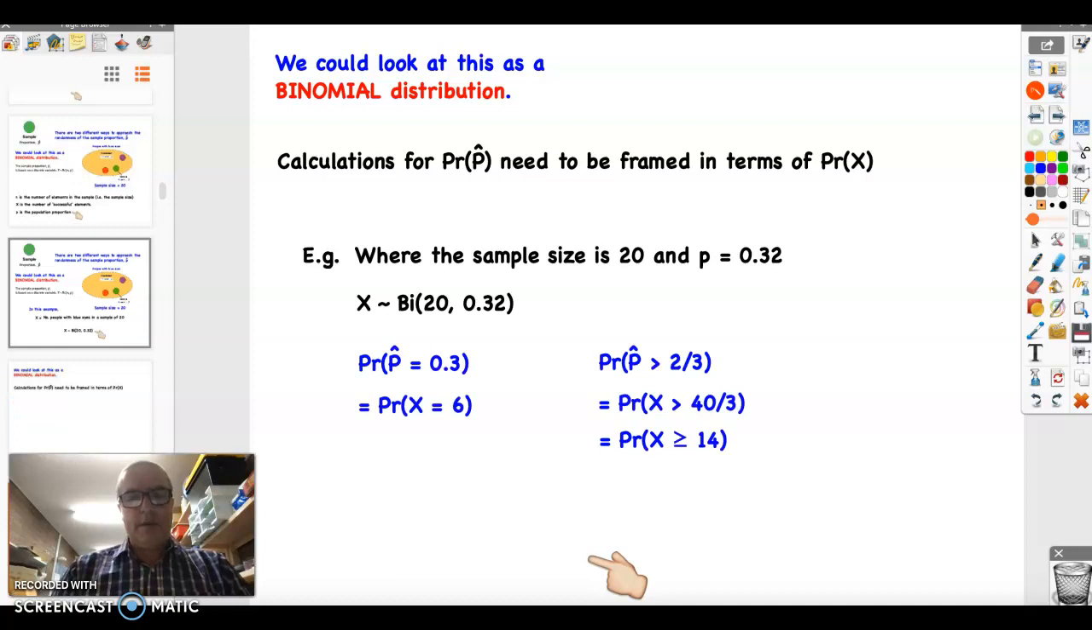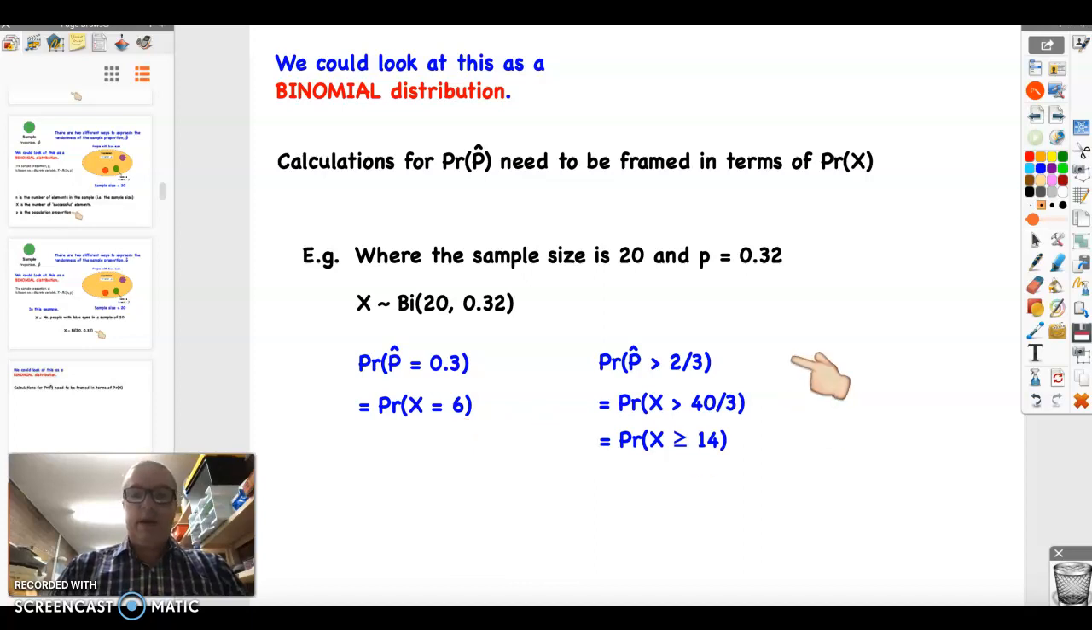So let's look at a couple of examples, what I mean by this. In our example where the sample size is 20 and p is equal to 0.32, we've defined x as being binomial. So if the question was what's the probability that a sample will have a proportion of exactly 0.3, we would need to express that in terms of the probability that x is actually equal to 6, because 6 over 20 is 0.3.